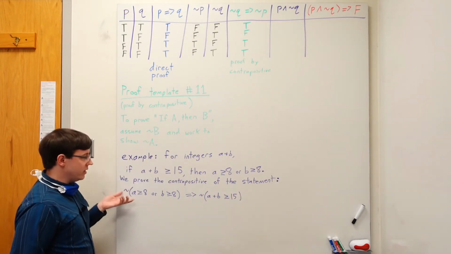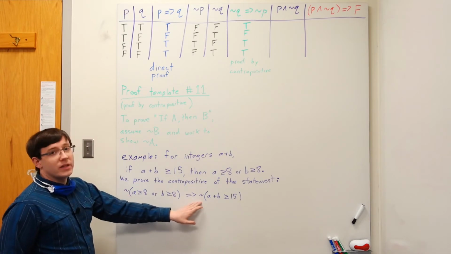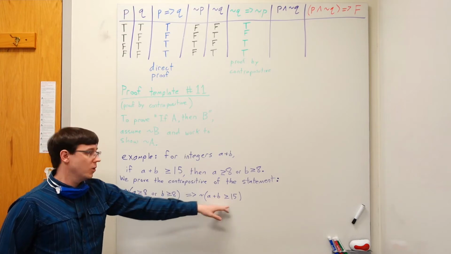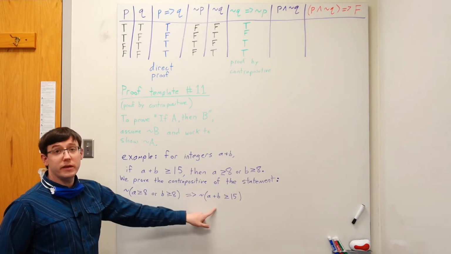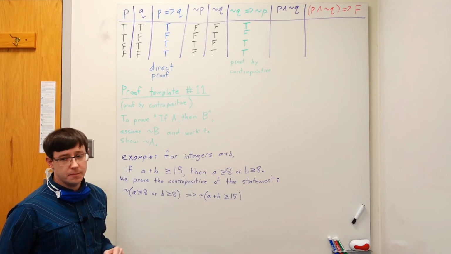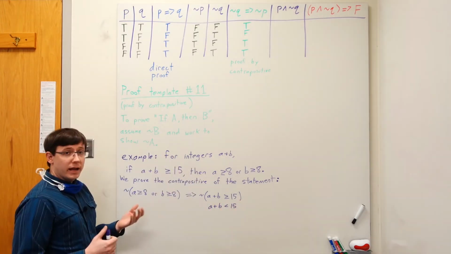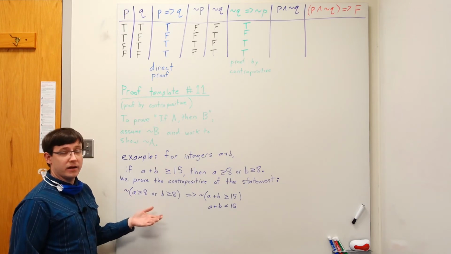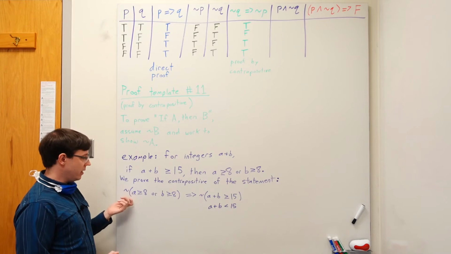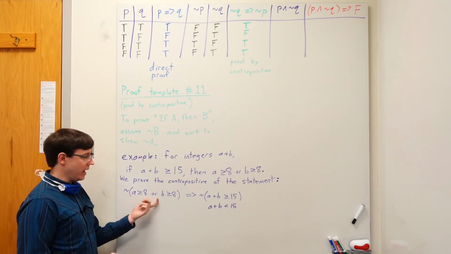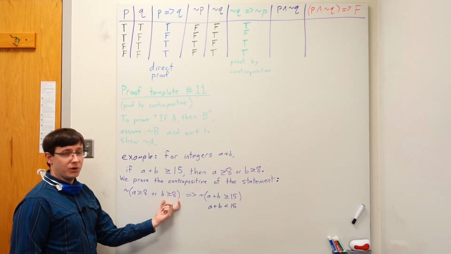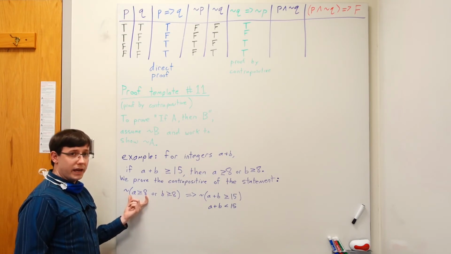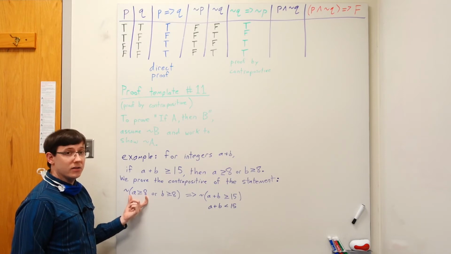But let's think about what these negations mean. If we're saying that it's not true for A plus B to be greater than or equal to 15, we are saying that A plus B must be less than 15. And on the left, we can apply De Morgan's law to turn the negation of an or into the and of negations. So we would have not A greater than or equal to 8 and not B greater than or equal to 8. And to say that A is not greater than or equal to 8 is the same as saying that A is less than 8.